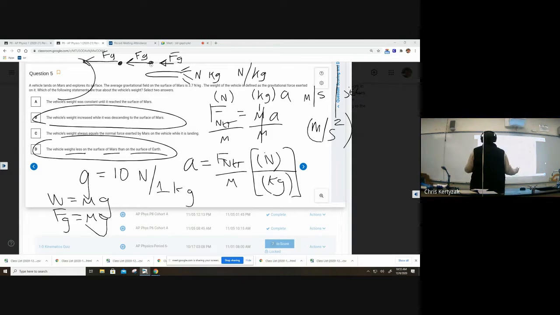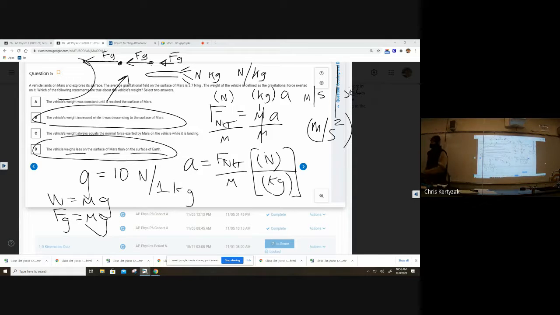So when two objects like the planet and the rocket get closer and closer, the actual weight, I know it's hard to believe, but it's true. Since the pulling force gets stronger, based on this picture I'm drawing here, the weight of the spaceship actually increases. So that's why B is correct. The vehicle's weight increases while it descends, because descending means it's getting closer to Mars. Since the gravity force from Mars gets stronger as it gets closer to the ground, the weight would be increasing. So that's B and D.